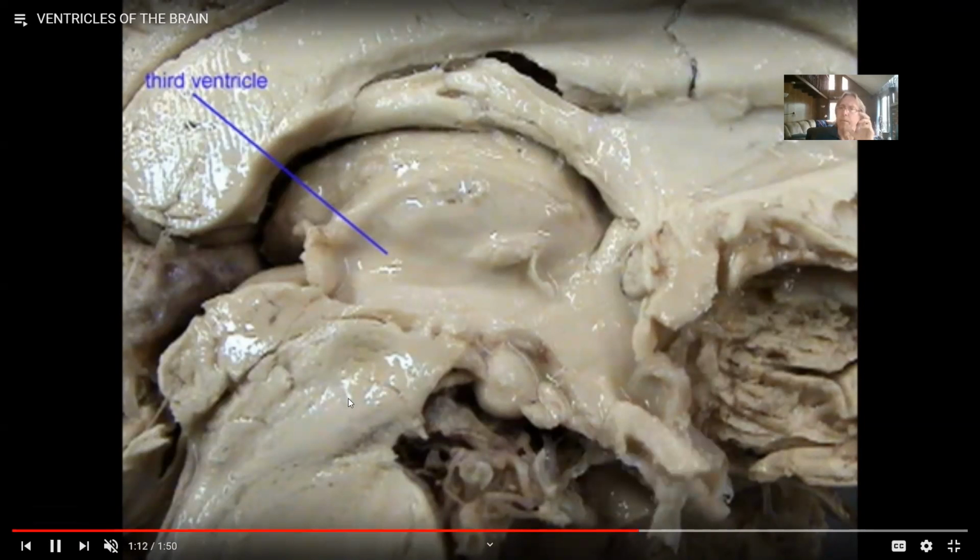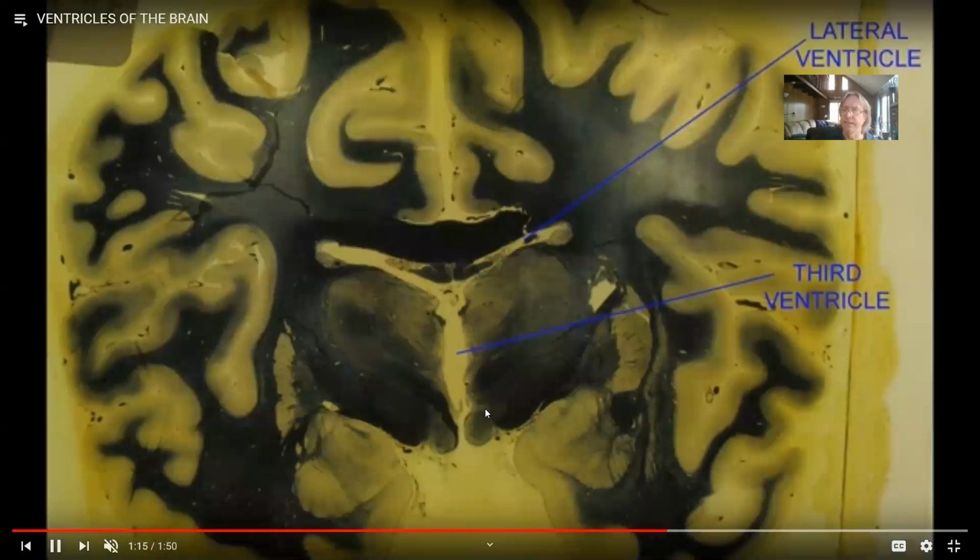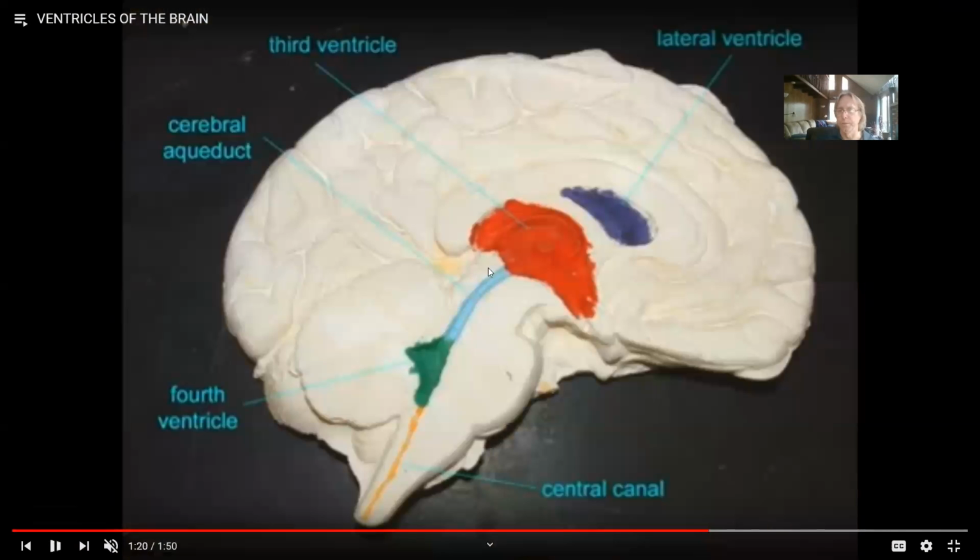So if you remember, the midbrain has a tectum. That's the part which is dorsal to this cerebral aqueduct. So this would be the tectum of the midbrain, dorsal to the cerebral aqueduct. And then the rest of the midbrain, like the cerebral peduncles, would be ventral.